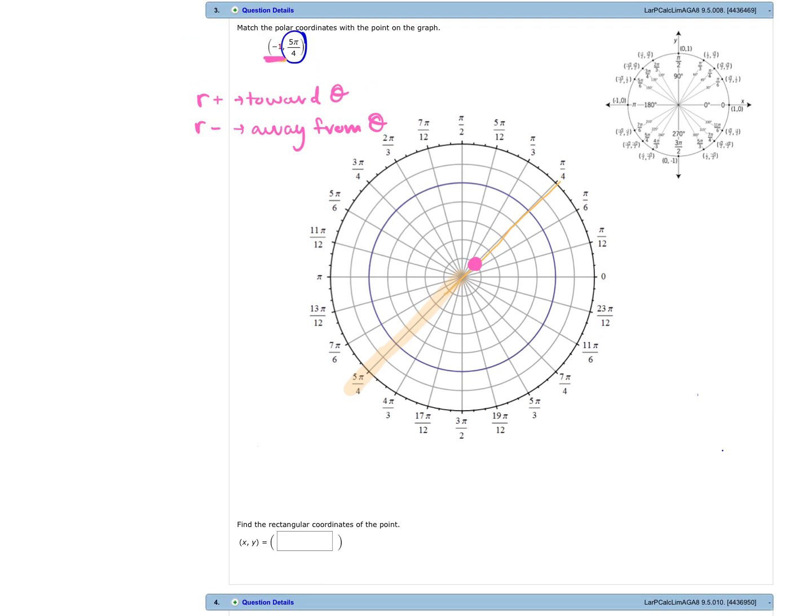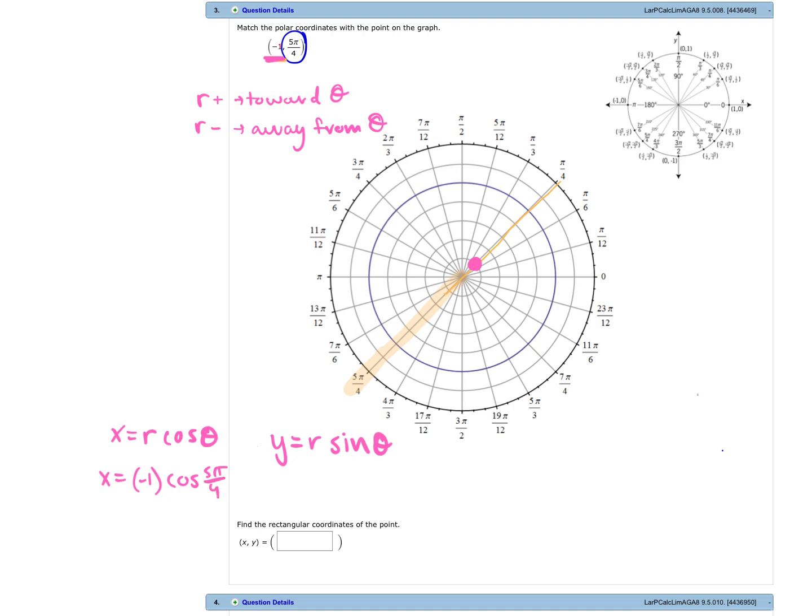So given our polar, when we convert to rectangular, we have x is equal to r times what? Cosine or sine? Cosine theta, perfect. And y is equal to r times sine of theta. So these formulas you have to know for the quiz tomorrow. So x is equal to r, which is -1, times cosine of 5 pi over 4.